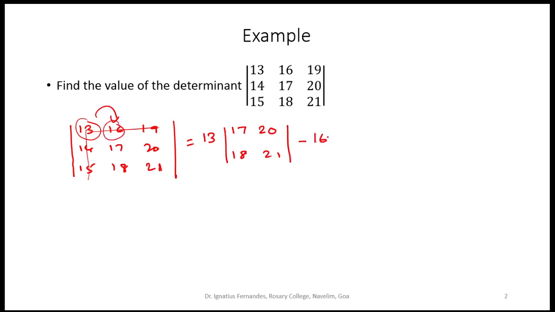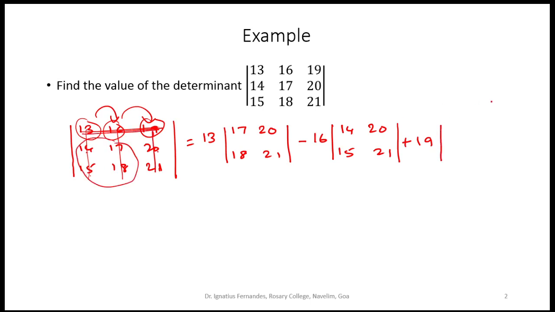I have 16 here. Corresponding to 16, if I take out the respective column and the row, I have 14, 20, 15, 21. And then finally I go to the next number, the sign changes. So I have 19, the respective column and the respective row. The minor corresponding to that is 14, 17, 15, 18. So I have to calculate this.